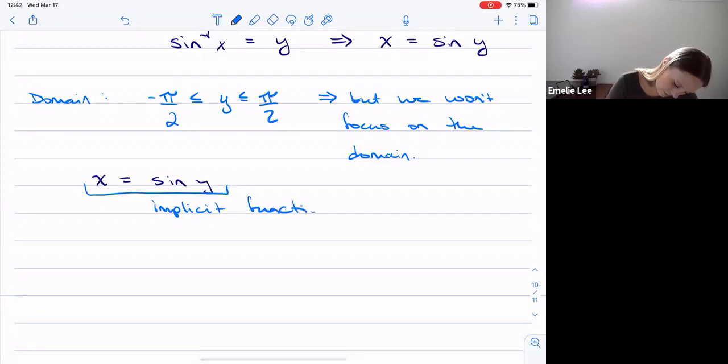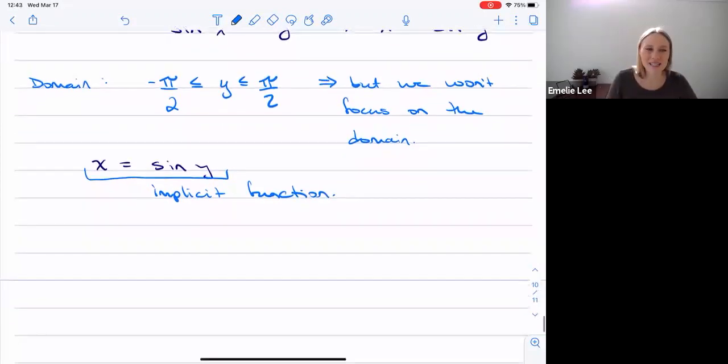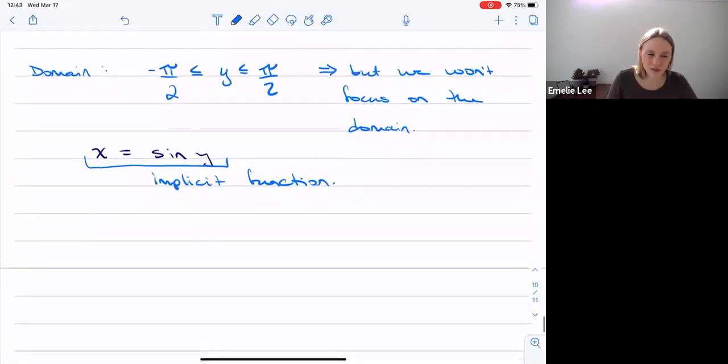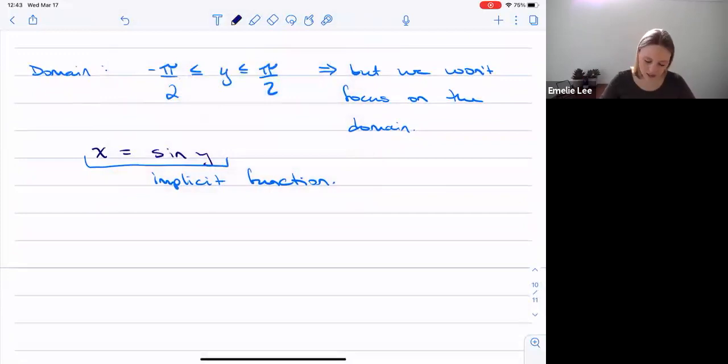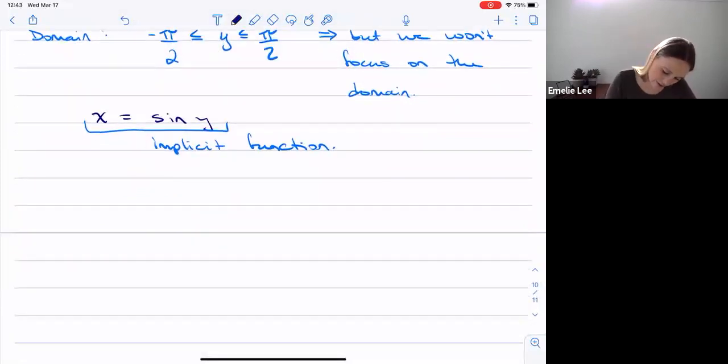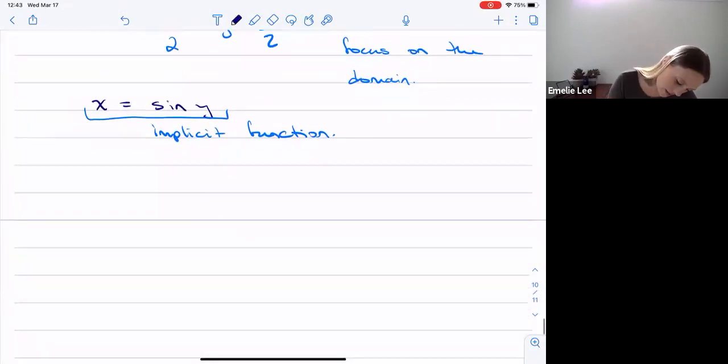So I can differentiate this thing, right? In fact, maybe I'll swing it around so that the sine y is on the left. Because pretty quick, the derivative of x with respect to x is just going to go to 1, right? So it might be nicer to have sine y equals x.